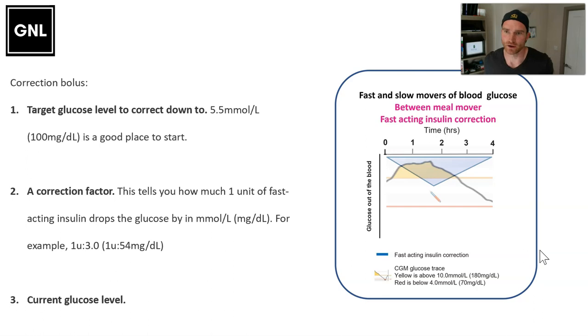Three things you'll need to work out a correction dose. The first thing is the target level of where you want to correct down to. So most people will choose 5 or 5.5 millimoles per litre, or 100 milligrams per decilitre, a good place to aim for, bang in the middle of target.